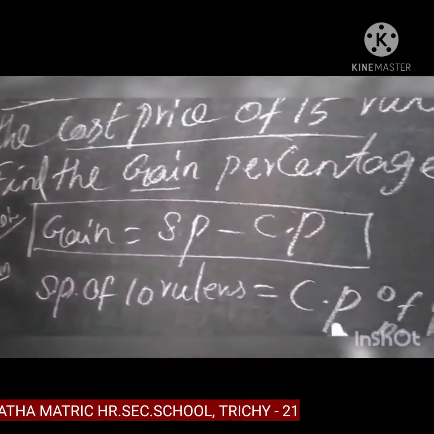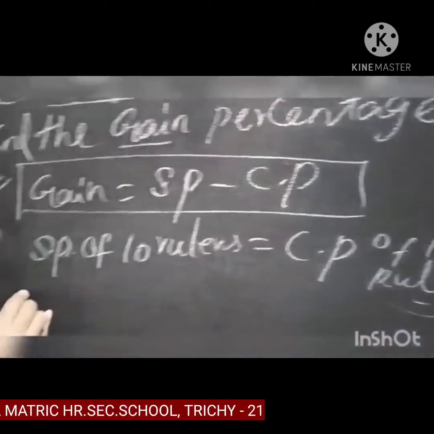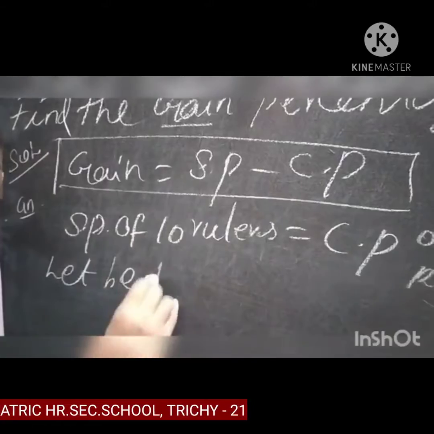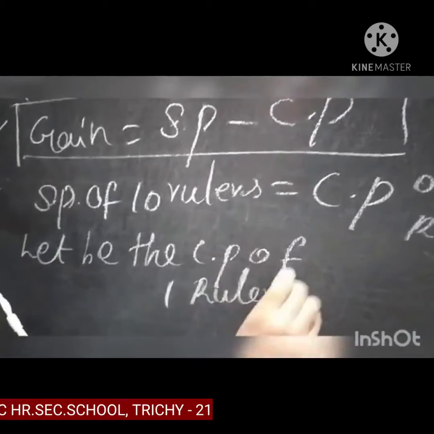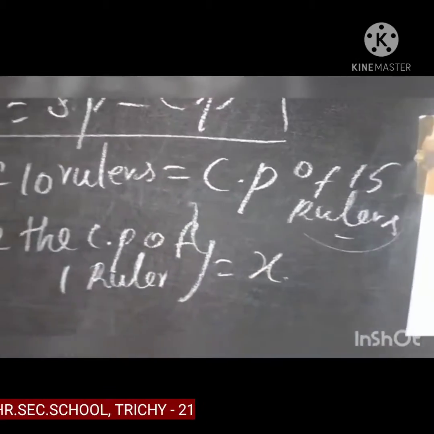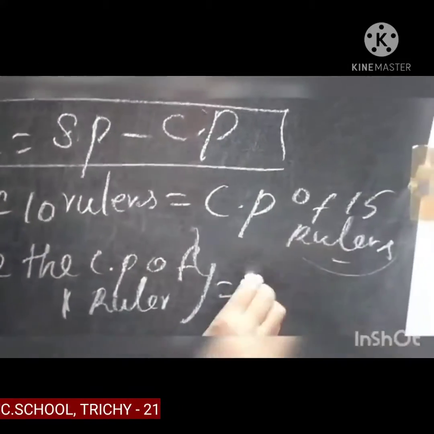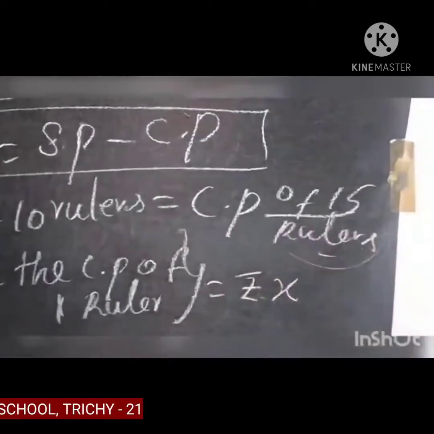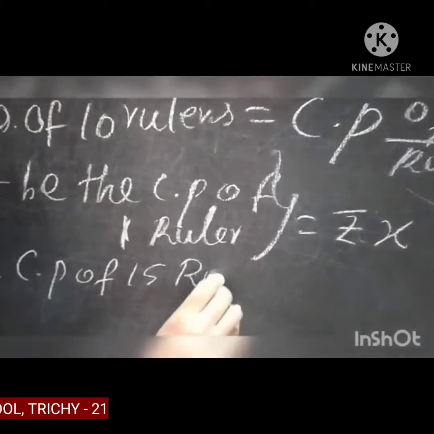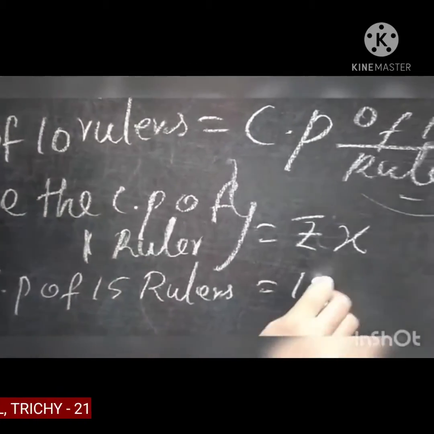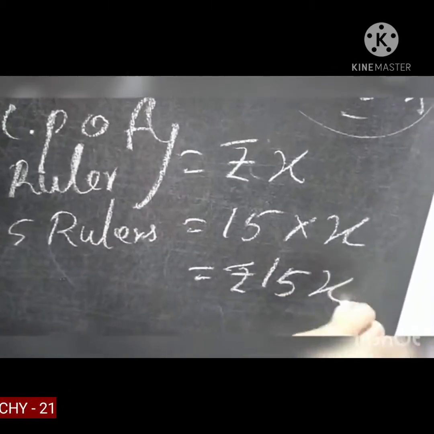So first you have to find out the cost price of one ruler. We don't know the cost price of one ruler, so let the CP of one ruler equal X rupees. So the cost price of 15 rulers, CP of 15 rulers, equals 15 into X, that is rupees 15X.